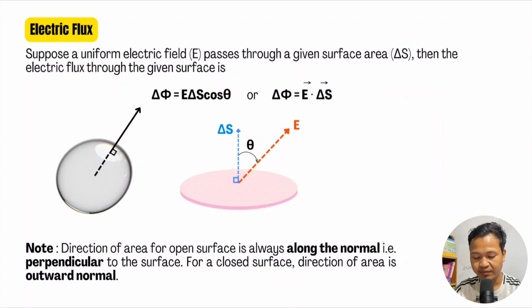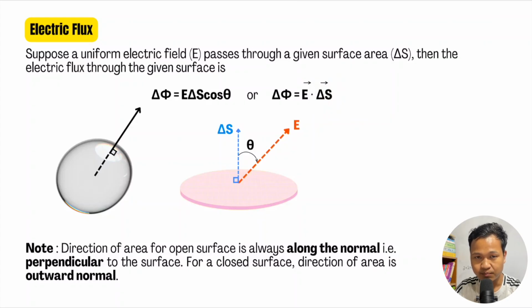Electric field is a vector. Since E is a vector, area is also a vector. So it means that area is also a vector. Okay, area vector has magnitude as well as direction.